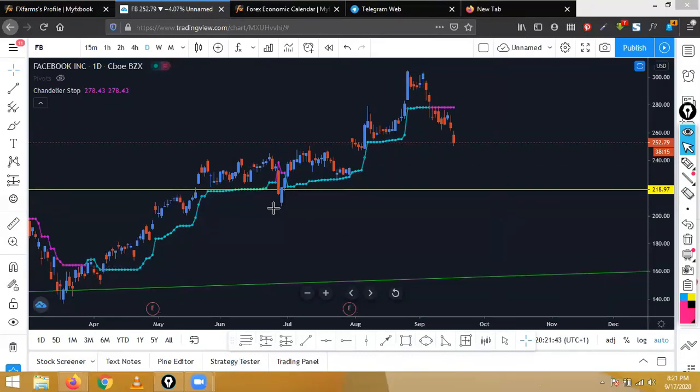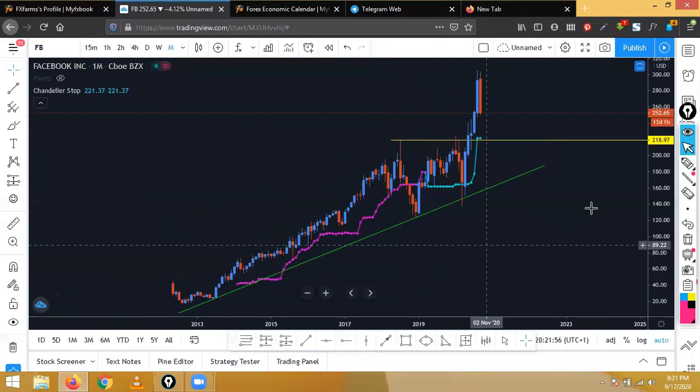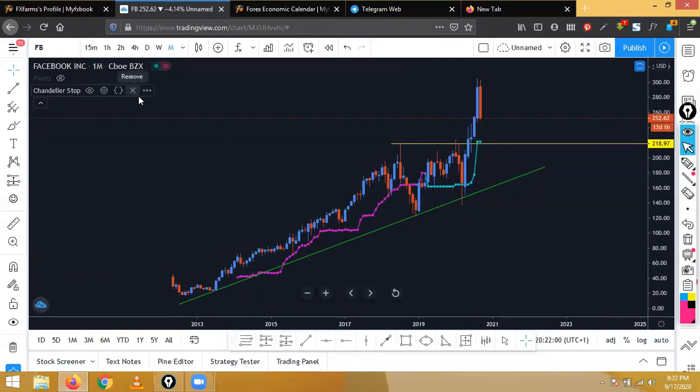Let's see if we can explain again before we take any questions. All right, now I'm going to make it straight. I'm going to use this Facebook stock chart again. Now, this is the indicator. You already know the settings, I won't go to that again.